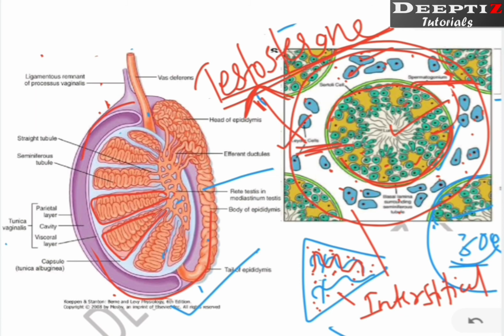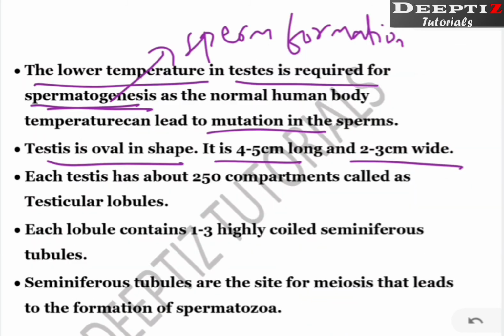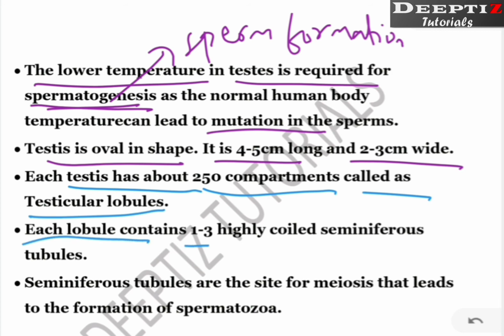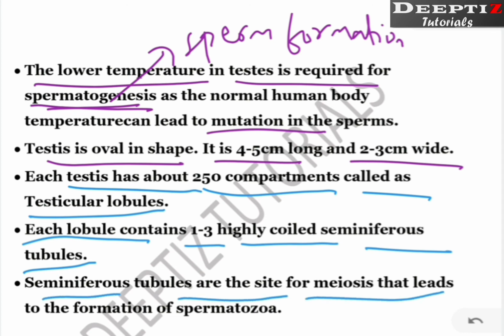Is it clear? Now just we can see here, each testis has about 250 compartments called testicular lobules. Each lobule contains 1 to 3 highly coiled seminiferous tubules, as we have discussed. Seminiferous tubules are the site for meiosis that leads to the formation of spermatozoa. Spermatozoa are sperm, right? A difference between singular and plural, right?